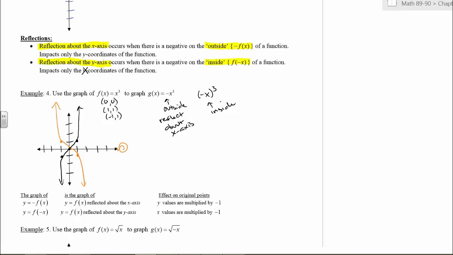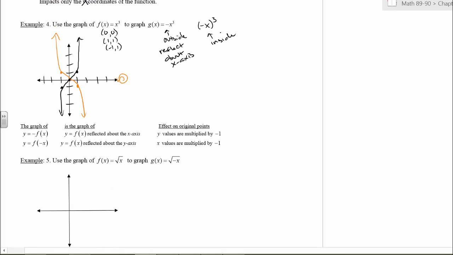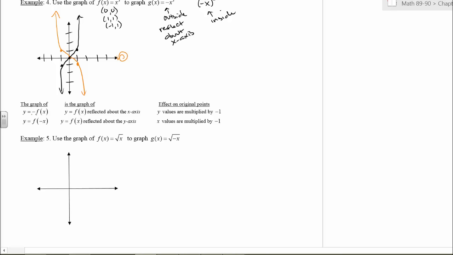Okay, so go through that example and see if that makes sense to you. And let's come down and look at what an inside reflection or negative looks like and what a y-axis reflection looks like. So you see here that when the negative is on the outside of the function, so on the outside of the parentheses, outside of the absolute value bars, outside of the square root, you're going to reflect about the x-axis, and your y values are really just multiplied by -1. Meaning if they were positive, they become negative. If they're negative, they become positive.